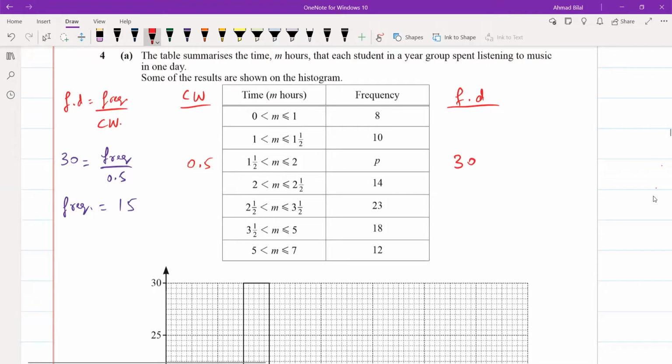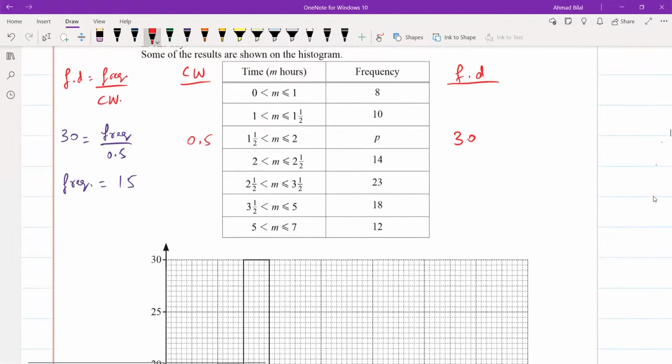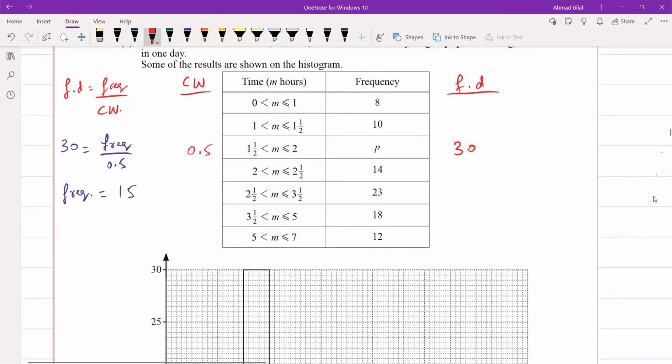You find all the frequency densities. सारों की frequency densities find करनी पड़ेंगी. उसके लिए आपको सारे वो class width भी find करनी पड़ेगी पहले. So let's write down the class widths first.